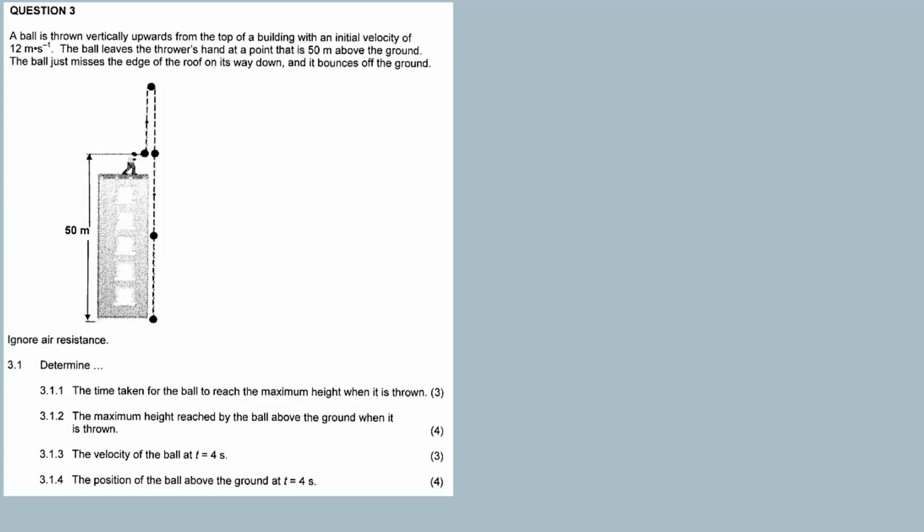Now, here they give us a statement: a ball is thrown vertically upwards from the top of a building with an initial velocity of 12 meters per second. The ball leaves the thrower's hand at a point that is 50 meters above the ground. The ball just misses the edge of the roof on its way down and bounces off the ground. Maybe a petty tennis ball or a petty basketball, who knows. But when the ball arrives at the ground, it bounces.